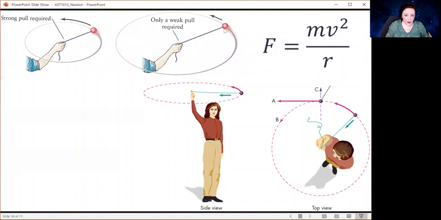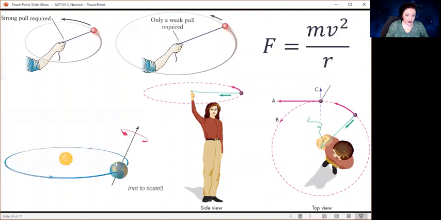Now, we know that it depends on how fast it's being spun. The force that's needed depends on how fast it's being spun, what the mass of the ball is, and how long the string is. And it can be written as an equation like this. This is actually called the centripetal force. So I've got the mass of the ball, the speed of the ball, and the distance from the center of its motion. And we can apply this to the Earth too.